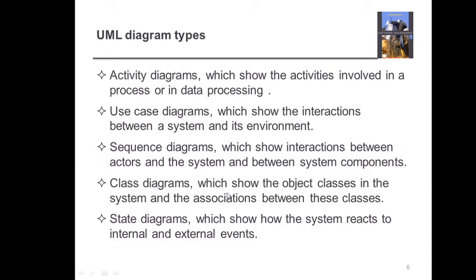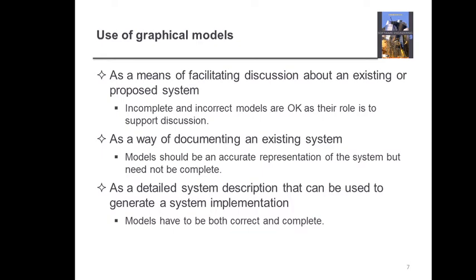Okay, fine. The class diagram shows the object classes in the system and the associations between these classes. We'll be doing it later to understand it in a better way. State diagrams show how the system reacts to internal and external events. So we have done a case study. This was the reason the case study was taken up previously, because now we'll be making all these diagrams for those case studies to understand the system. So for these we will be using certain graphical models. So what is the use exactly? Why graphical models? Graphical models act as a means of facilitating discussion about an existing or a proposed system.